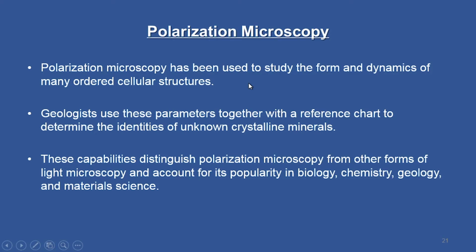We will now look at the other details in polarization microscopy. Polarization microscopy has been used to study the form and dynamics of many ordered cellular structures. This is only with respect to biological samples, and geologists also use these parameters together with the reference chart to determine the identities of unknown crystalline minerals. These capabilities distinguish polarization microscopy from other forms of light microscopy and account for its popularity in biology, chemistry, geology and material science.